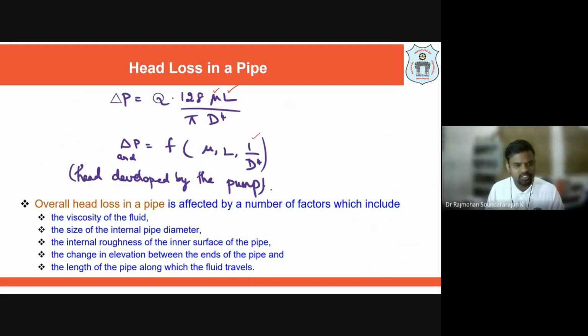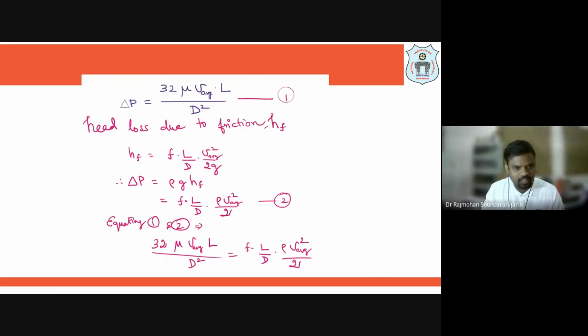So from that we can say that overall head loss in a pipe is affected by several factors, which include the viscosity of the liquid, the size of the internal pipe diameter, that is 1 by d power 4, and the length of the pipe. Other than that, we are going to discuss in detail the internal roughness of the pipe and the elevation between the two ends of the pipe.